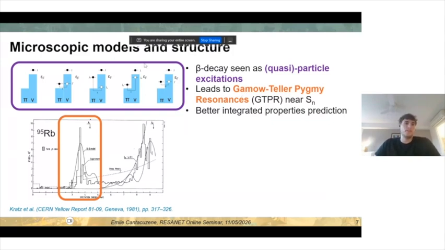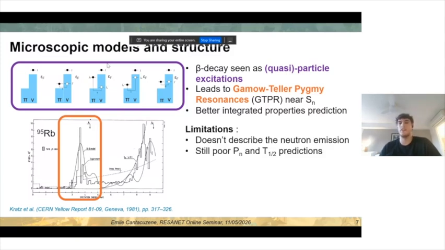And so this type of model kind of shows that we can explain the presence of these experimentally seen structures in the beta strength function. And it is also a bit better to predict integrated properties, so PN values, for example. However, there's also limitation. The main one is that this type of model doesn't explain the neutron emission at all. It only describes the beta decay part. And even though it's better at predicting the integrated properties, it's still not perfect at all.